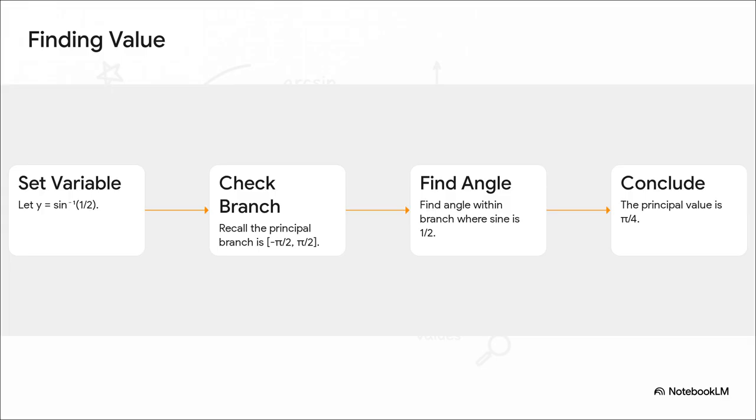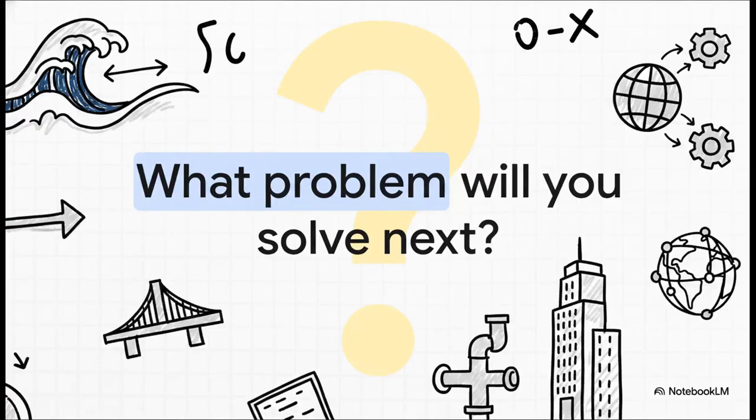Step 2, check the cheat sheet. We recall the principal value branch for sine is fenced securely between negative pi over 2 and pi over 2. Step 3, use your standard trig knowledge to find the specific angle within that fence where sine equals 1/2. That angle is pi over 6. Step 4, conclude your answer. The principal value is pi over 6. You just flip it, find the angle, and ensure it's inside the fence. It's really that simple. So, you've completely demystified the mathematical challenge of Chapter 2.